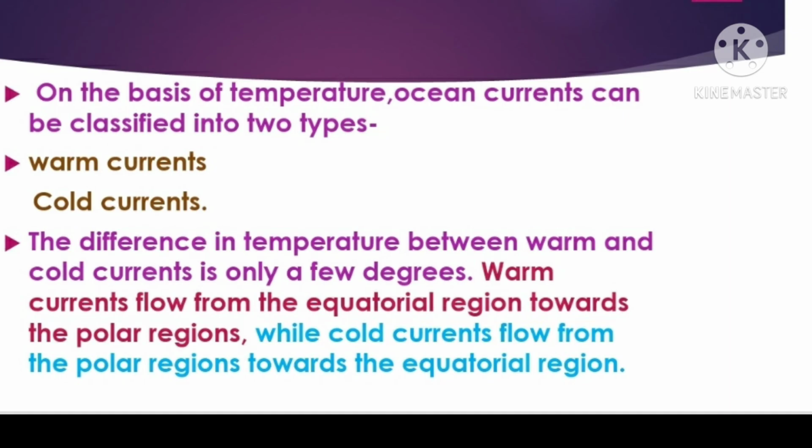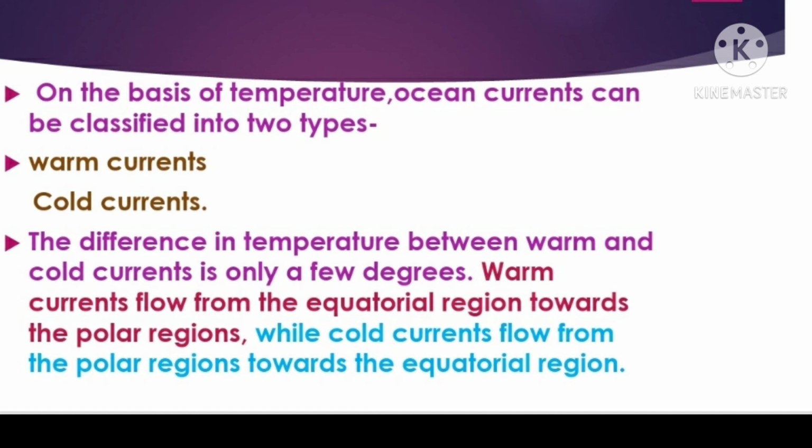Now, on the basis of temperature, ocean currents can be classified into two types. They are warm currents and cold currents. The difference in temperature between warm and cold currents is only a few degrees. Warm currents flow from the equatorial region towards the polar regions and cold currents flow from the polar regions towards the equatorial regions.